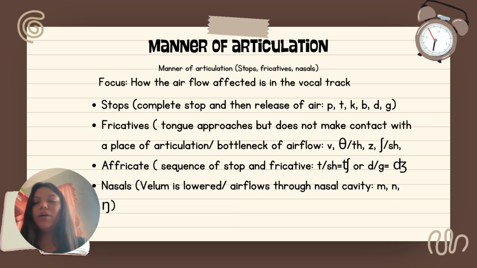The next manner of articulation includes fricatives. Fricatives are when the tongue approaches but does not make contact with the place of articulation, creating a bottleneck of airflow. Some examples of fricatives are the phonemes v, z, and sh. An affricate is the result of a sequence of stop and fricative. Some examples are the phonemes ch and j.